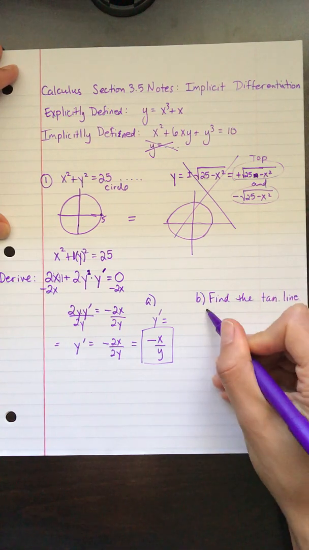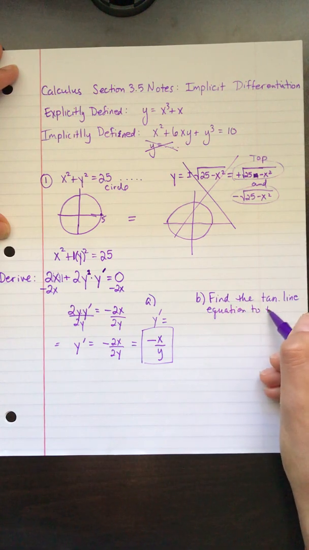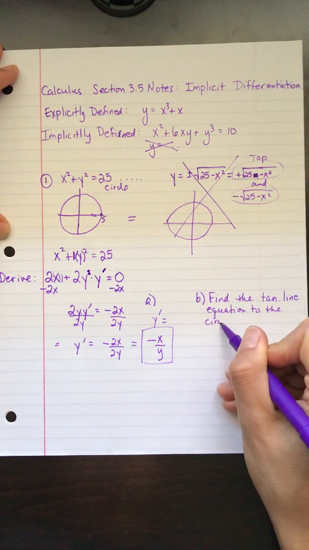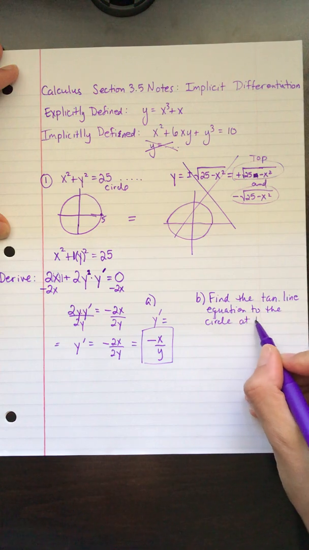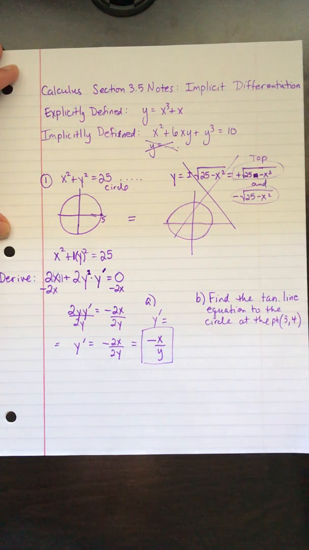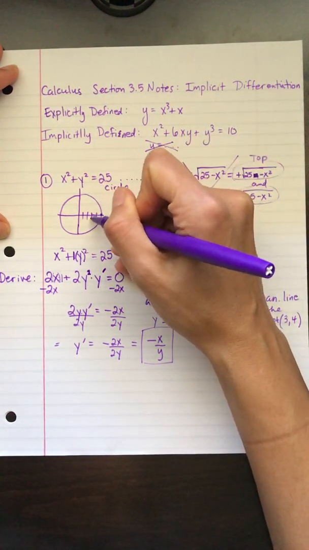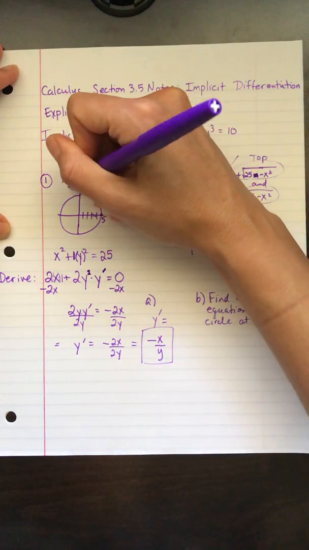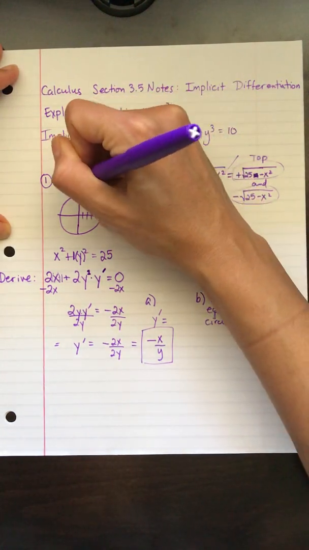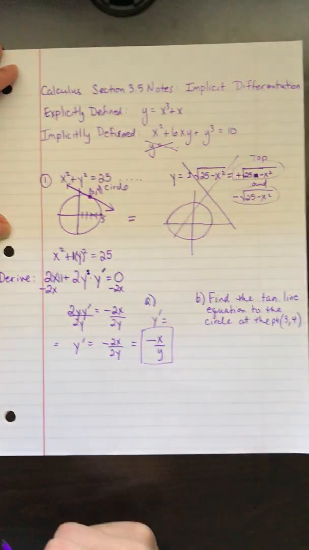line equation to the circle, so the circle that we're talking about, at the point 3, 4. If you look at this graph, 1, 2, 3, 4, 5, 3, 4 is right here. Basically, I want the equation of this tangent line. If this is 3, 4, I want the equation of that line.